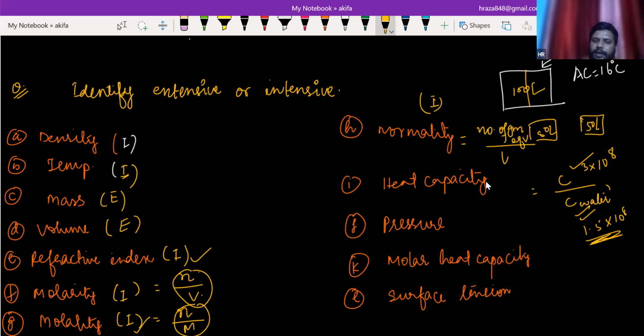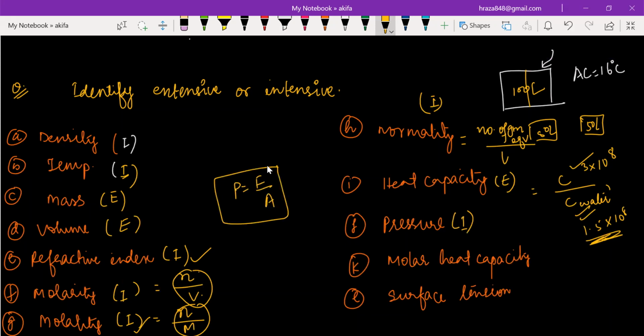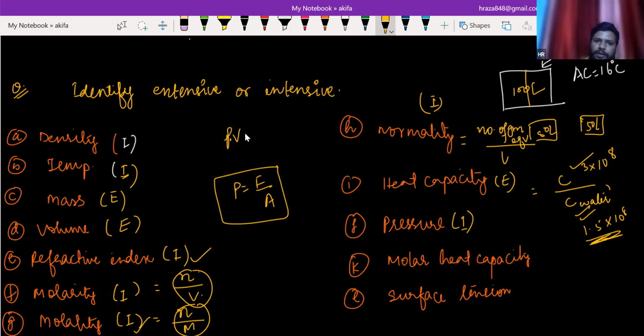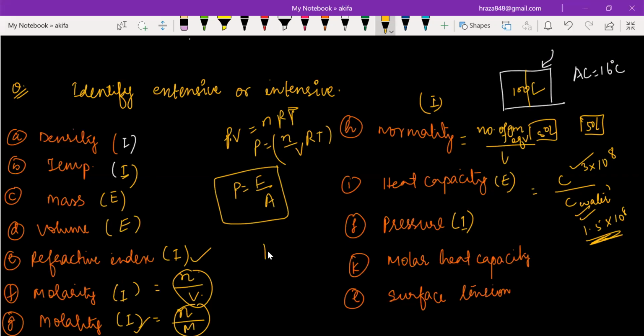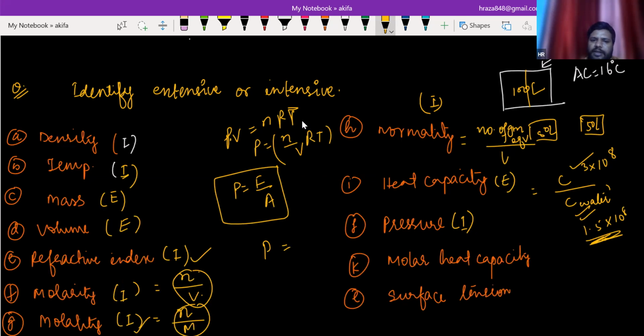Heat capacity is very important, and this is basically extensive. Pressure is intensive. Why? Pressure is equal to force upon area, right? And you can write PV is equal to nRT, or you can write it as P is equal to n by V times RT. And this is constant, number of moles and volume. So pressure is basically intensive.